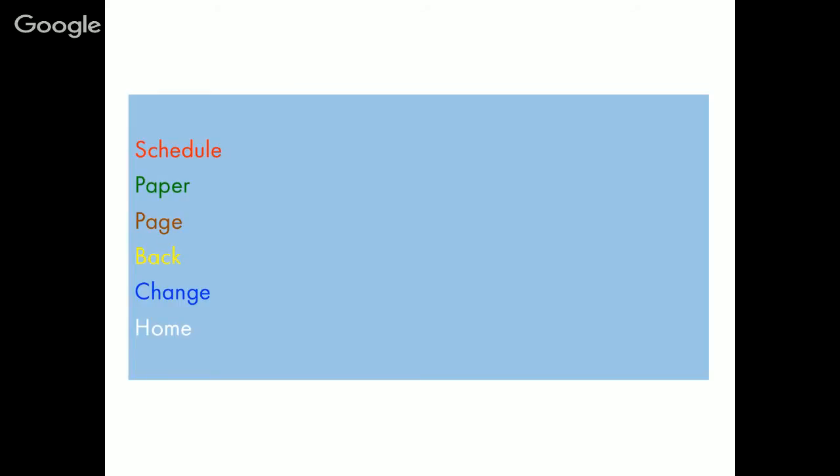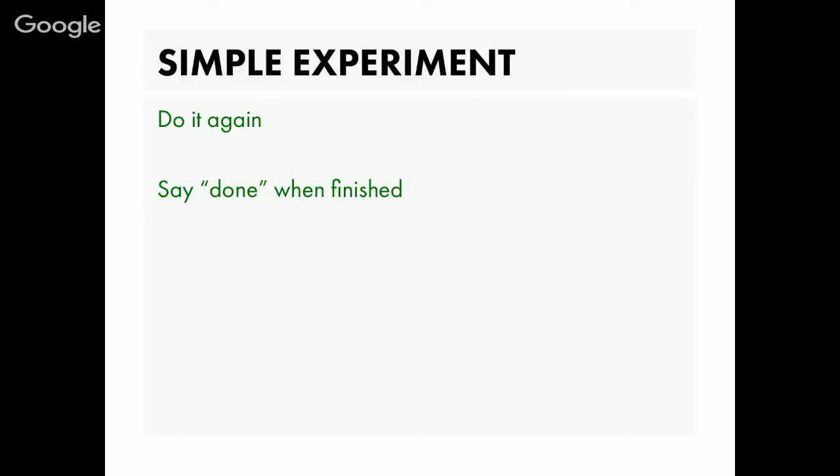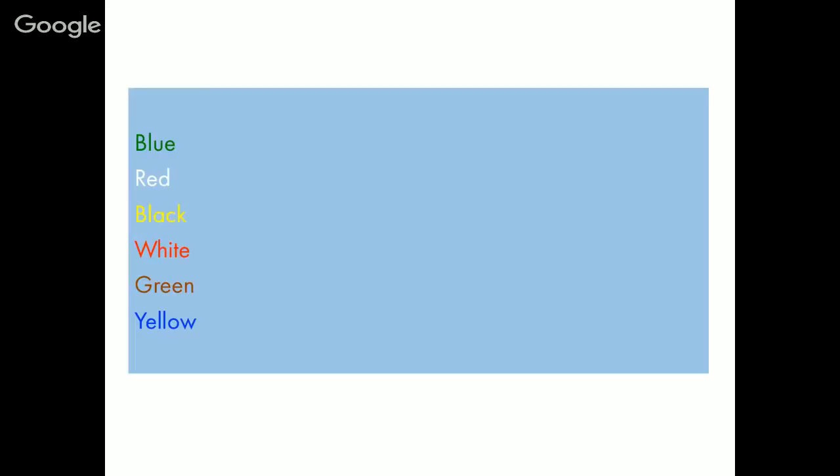Red, green, brown, yellow, blue, white. Fun experiment to play. Okay, obviously you know where this goes. So you're talking about the actual color, not the color word. I know this game, but it's still fun to play. All right, Tim, go. Green, white, yellow, red, brown, blue. Done. All right, what was that time? Okay, did pretty well.